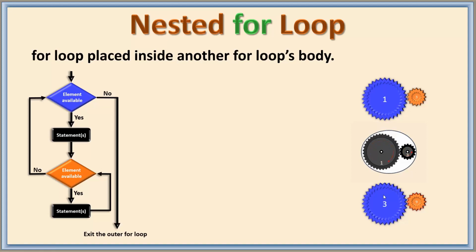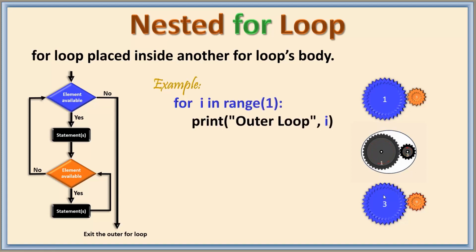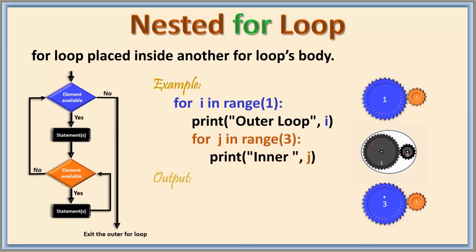Let us see one example in code. For i in range 1, print outer loop, that is i. Range of 1 means it is going to take from 0 by default, and 1 is not included, so it is going to run only once for 0. In the body of this, another for loop with j runs 3 times, and j is printed. So the output will be: outer loop 0, inner 0, inner 1, inner 2. Let us execute it in the Python program.